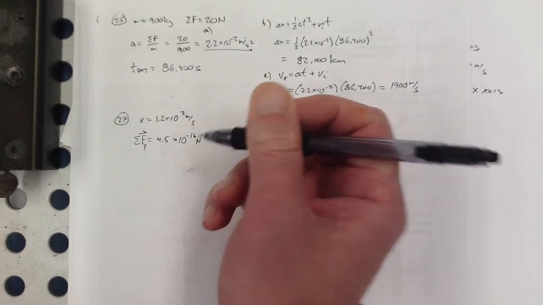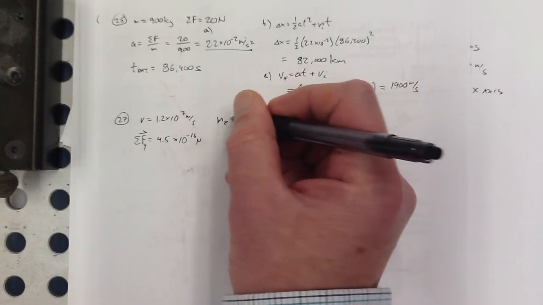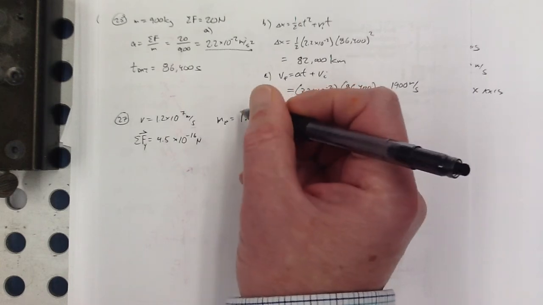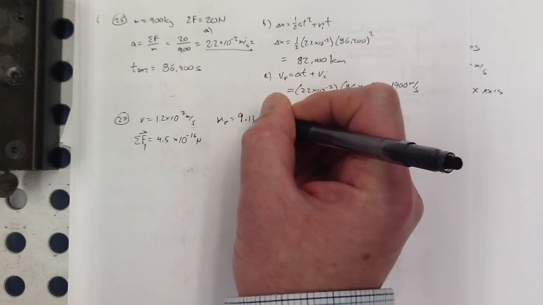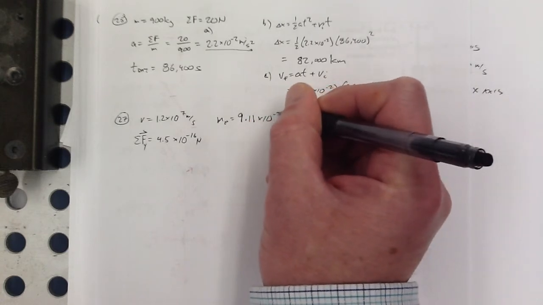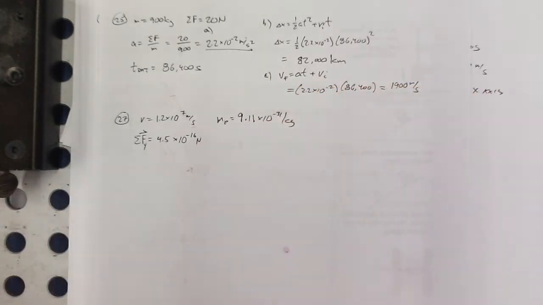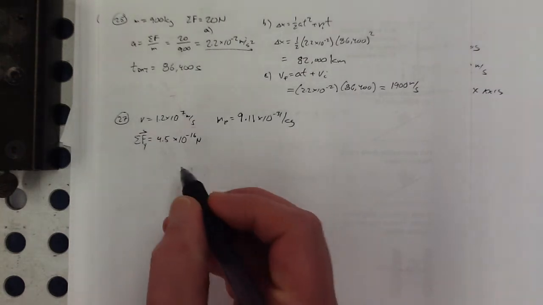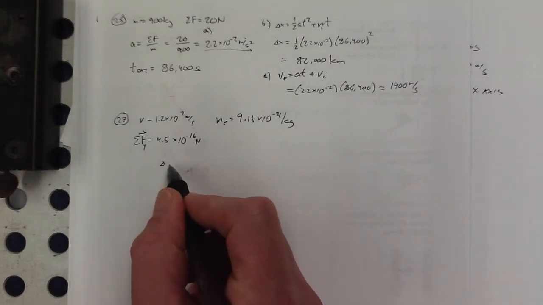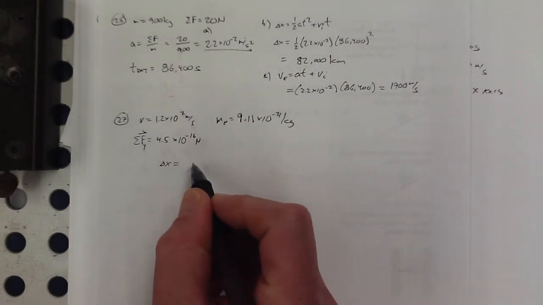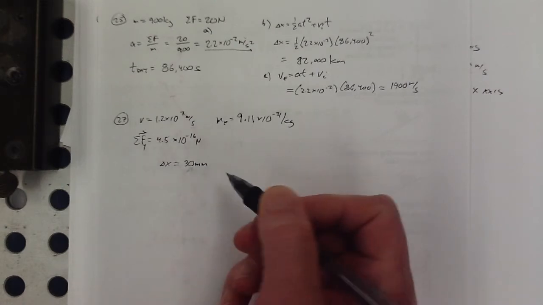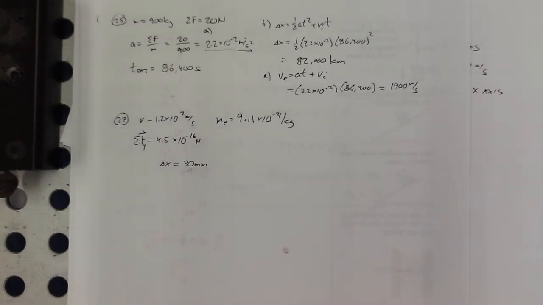The mass of the electron, everybody knows that, is 9.11 times 10 to the negative 31 kilograms. Determine the vertical distance the electron is deflected during the time it has moved 30 millimeters horizontally. Okay, so what is this problem about?